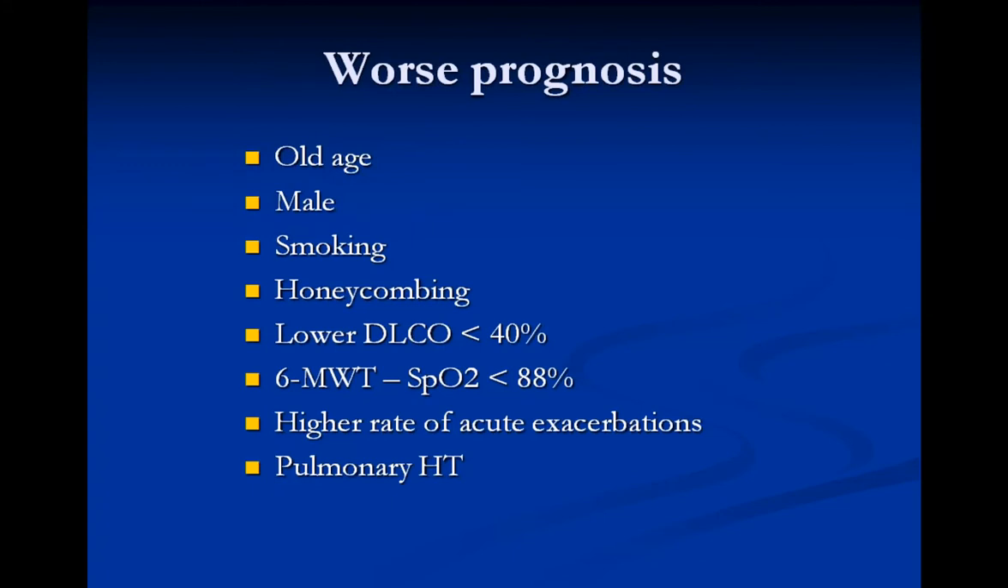The progress of interstitial lung disease depends upon age. Generally, older people are prone to a worse prognosis. Male gender, smoking, and honeycombing because of extensive fibrosis are also factors. If the diffusing capacity for carbon monoxide is less than 40%, if oxygen saturation after the 6-minute walk test is less than 88%, if there is a higher rate of acute exacerbations, or if there is associated pulmonary hypertension, these are all prognostic factors.